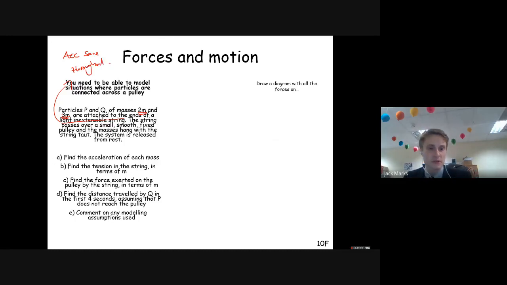The string passes over a smooth, smooth meaning there's no friction, fixed pulley, and the masses hang with the string taut. If it's taut, it means there's no slack, okay? So it's stretched out as far as it goes, the string. There's no slack in it. Tension is going to apply. The system is released from rest. We've talked about from rest. You need to be very careful about that word because it may mean later on that u equals 0 in a SUVAT question.